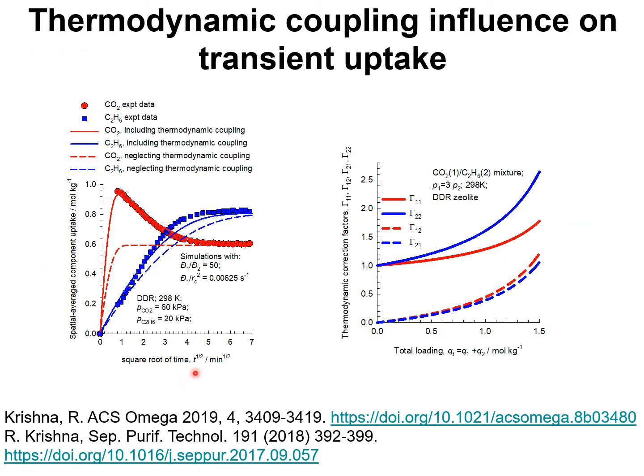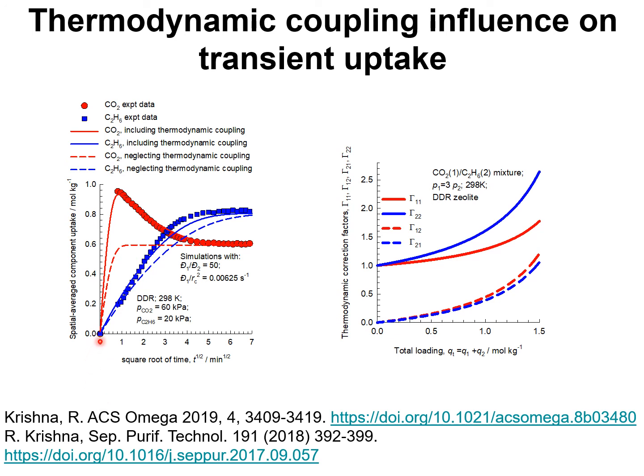In this graph, I compare the experimental data for transient uptake of CO2 and ethane in DDR zeolite, shown by the symbols, with the two types of simulations shown on the previous slide. The continuous lines are the simulations in which the thermodynamic coupling effects are duly accounted for, and the dashed lines are the simulations in which thermodynamic coupling effects are ignored. The simulations, including thermodynamic coupling, correctly anticipate the transient overshoot in the component loading of CO2 and the attainment of supra-equilibrium component loadings of CO2.